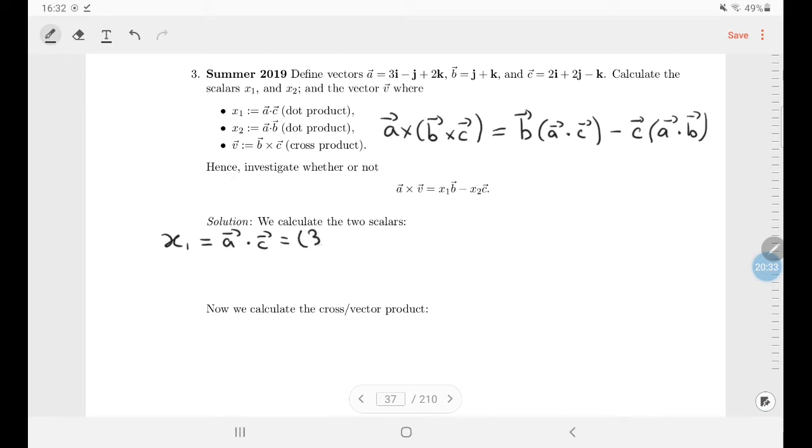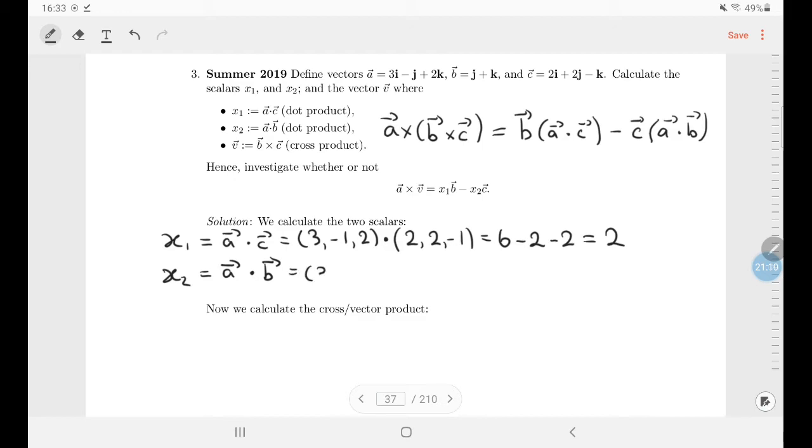So A is 3 along the x. Now careful, minus j means it's minus 1 along the y and 2 along the z. Dot product, C is 2 along the x, 2 along the y, minus 1 along the z. So I get 3 by 2 is 6. Remember this is how dot product works, just multiply the components together and add them. It's a number. Plus minus 1 by 2 is minus 2, plus 2 by minus 1 is minus 2, 6 minus 4 is 2. Now we'll calculate the other scalar, x2, which is A dot B.